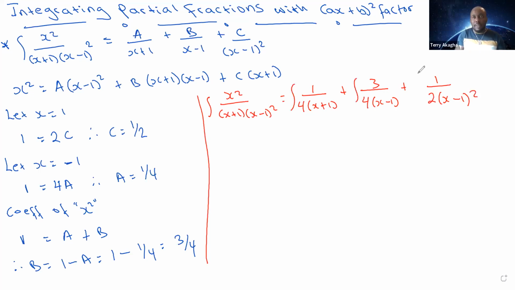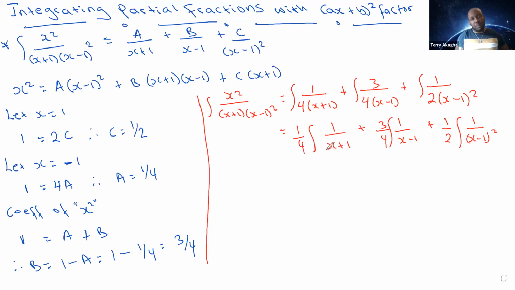So we are integrating each of them. Okay. Now, if you look at this carefully, the first one, 1 over 4, we can put it out like this. It's going to be 1 over 4. We're integrating 1 over x plus 1, plus 3 over 4 integrating 1 over x minus 1, plus 1 over 2 integrating 1 over x minus 1 squared.